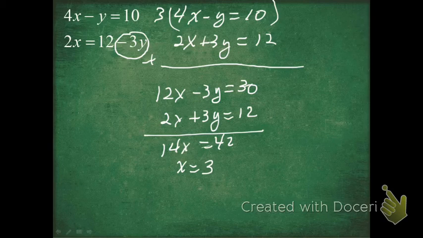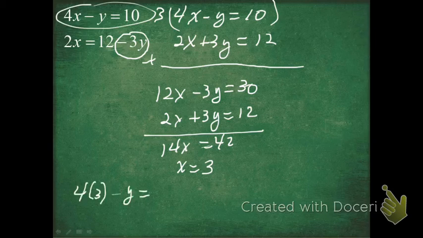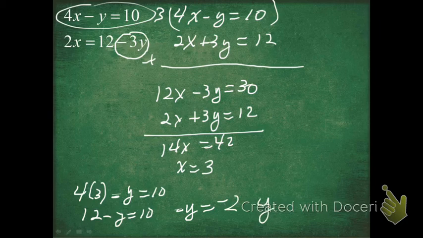All right, once I have my x, I'm going to go back up to one of the original equations. I'm just going to use this first one here. So I know that 4 times 3, take away y, is equal to 10. So 12 minus y is equal to 10. So negative y is equal to a negative 2. So that means that y is equal to positive 2. Divide both sides by negative 1. So, again, my answer as an ordered pair, x is 3 and y is 2.